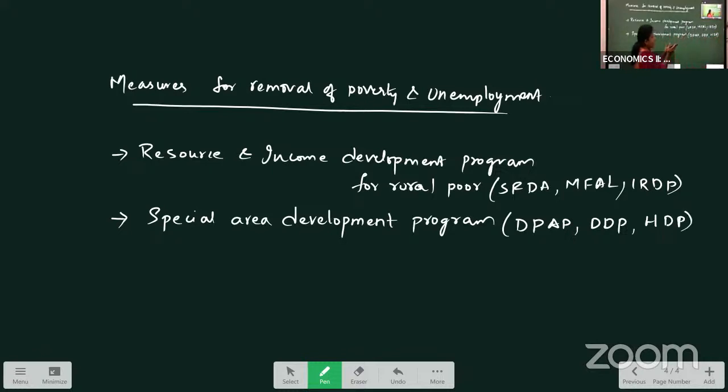Means in these areas, how will people's income levels increase? That is through dairy development, forestry development. Through that, the income of these area people will increase, which will reduce poverty and create employment in the country. This is another measure taken by the government here.